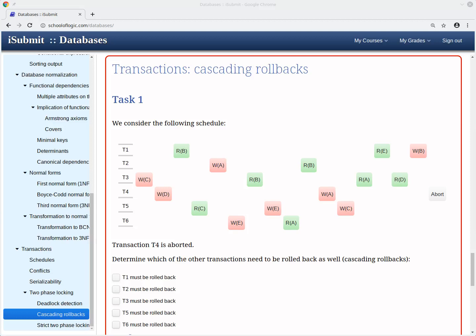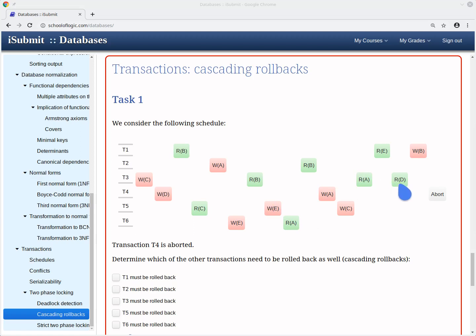Let's practice a bit with cascading rollbacks in the online system. Here we have a schedule with 6 transactions. The 4th transaction is aborted, and the question is, do other transactions need to be aborted as well? The 4th transaction writes the value D. Now let's check whether some transaction has read this value. Read of B, read of C, B, A. Here we have a read of D. Here we have a read of D.